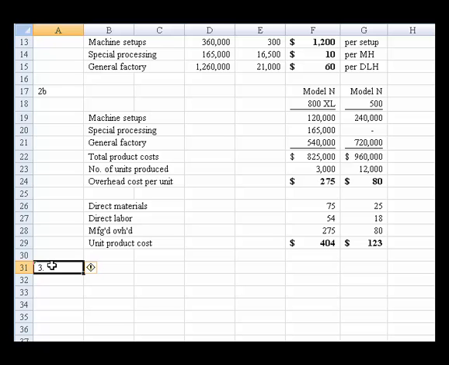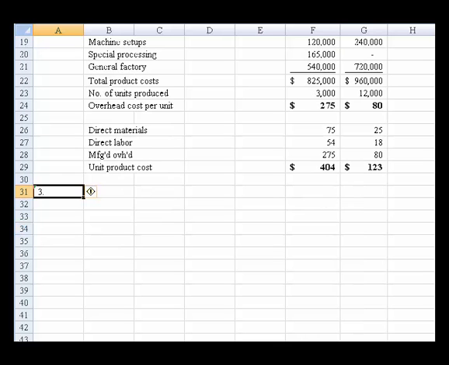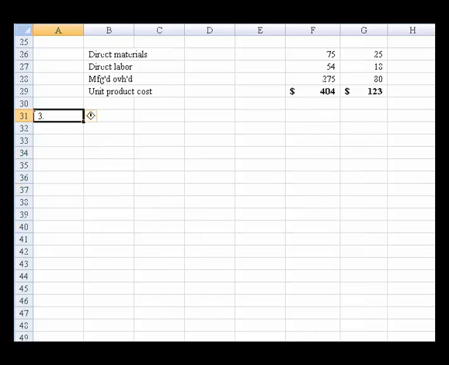But we did get some differences in machine setups and specialty processing because how those are used between the two products is not an even spread. It's the activities that drive them that are different between the two products. So we get a shift in overhead costs from the high volume product, Model N500, to the low volume product, Model N800XL, because we reassigned approximately 30%. It'd be the machine setup cost and the specialty processing cost, and combined that's a little under 30% of the company's overhead cost.